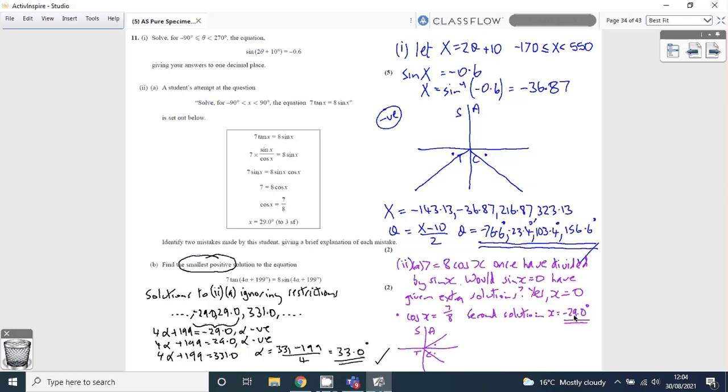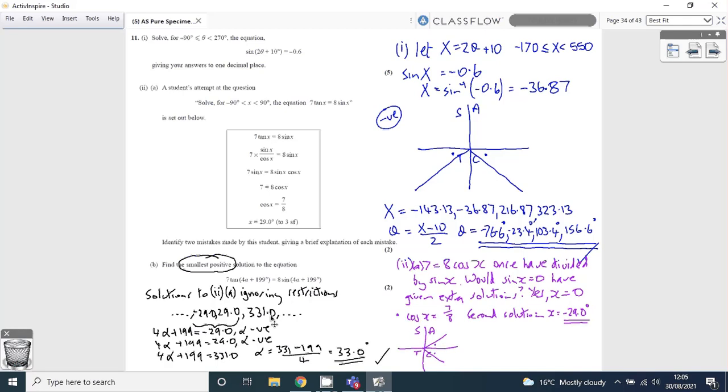Well, I get minus 29 and plus 29. And then if I ignore the restrictions and carry on with what will be my next positive value, I'd go around another 360 degrees, giving me 331 degrees.